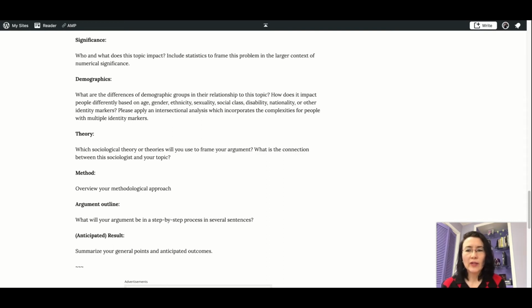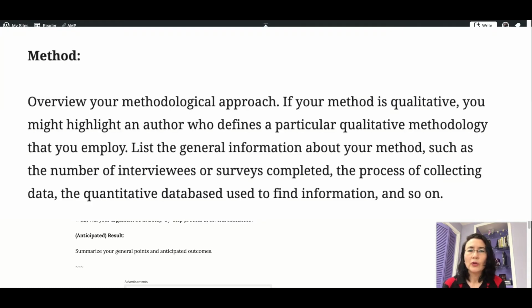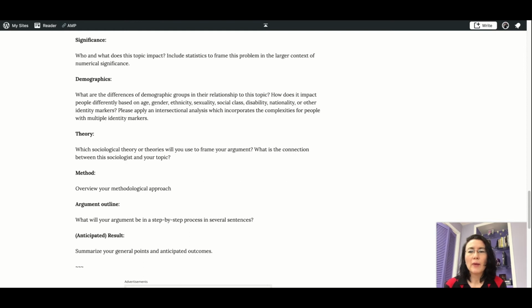And then you want to have a section, 1 or 2 sentences in your abstract, on your methodology. So are you doing a qualitative study? Mention how many people you interviewed, and so on. Are you doing a quantitative study? If so, list the database that you're going to be drawing your information from. And then if you have a particular methodology orientation or author that you're also using, you can cite that here as well.